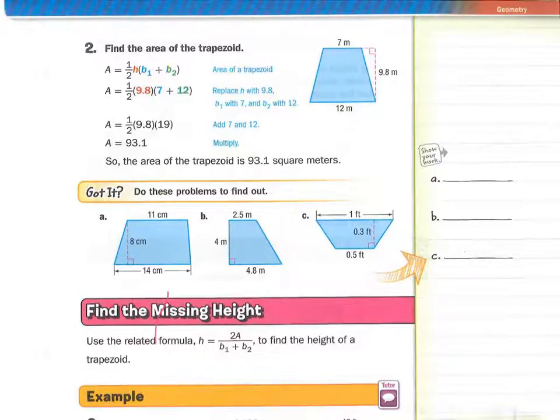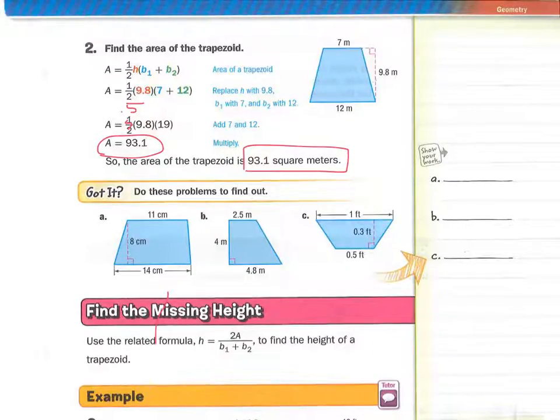Let's do another example. Here we have a trapezoid, and it has a base 1 of 7, a base 2 of 12, and a height of 9.8. Plug everything into your formula, so you write 1/2 times the height, which is 9.8, times the quantity of base 1, which is 7, plus the quantity of 12, which is base 2. The first thing we should do is add 7 plus 12 and get 19. 19 times 9.8 times 1/2. Remember what we said, we can change this 1/2 to 0.5 and simply multiply on our calculator, and we would get 93.1. The area is 93.1 square meters.